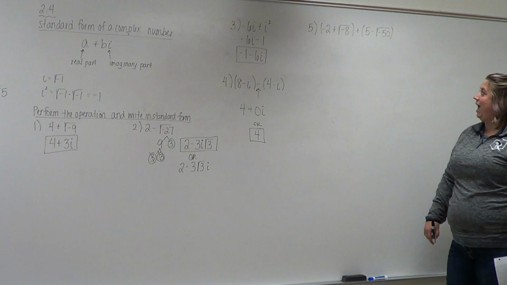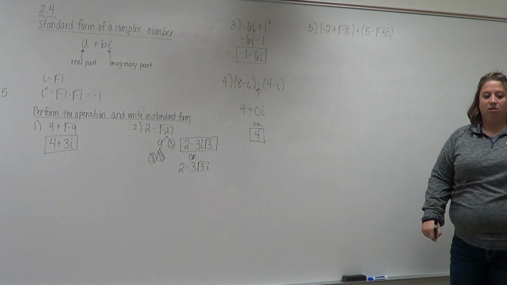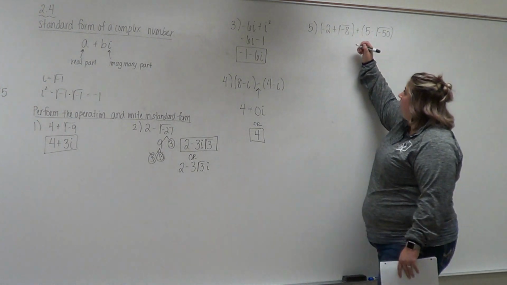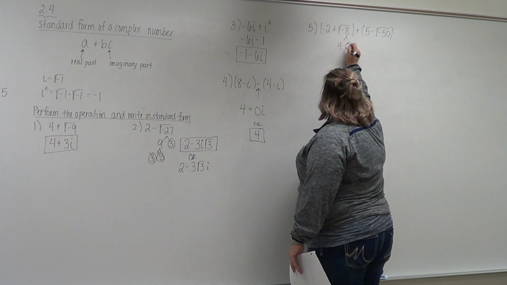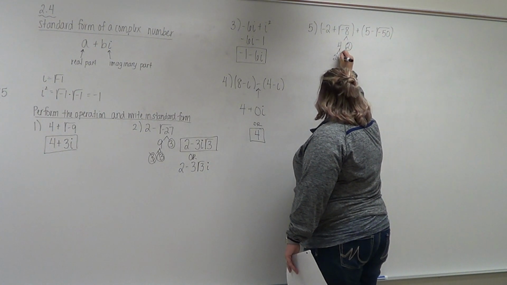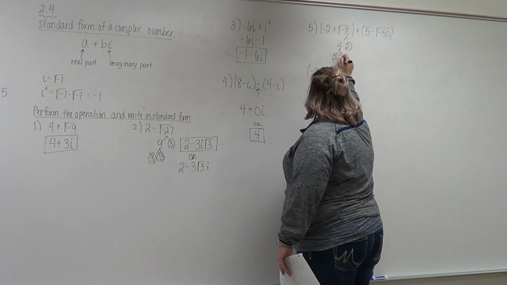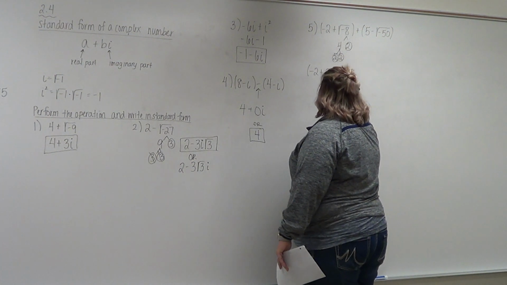Okay, number 5 we're going to add. But before you add, you need to make sure you simplify the radicals. So is 8 a perfect square? No, so we're going to break it down. So 4 and 2, 4 breaks into 2 and 2. So I would have negative 2 plus, I have a pair of 2, so 2i square root of 2.